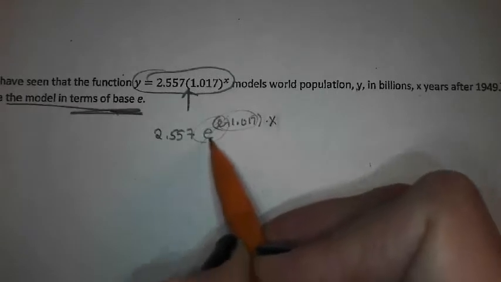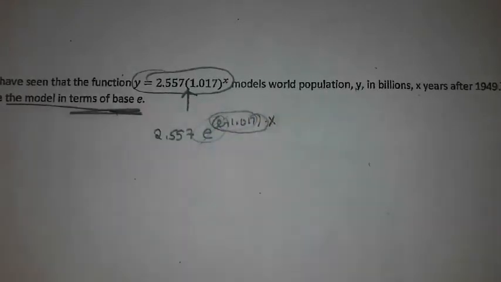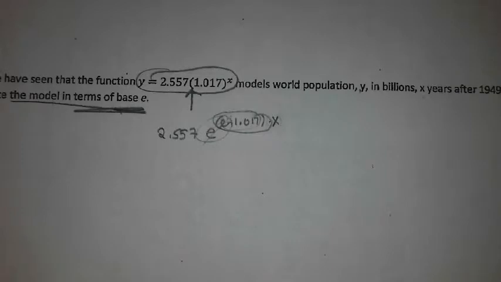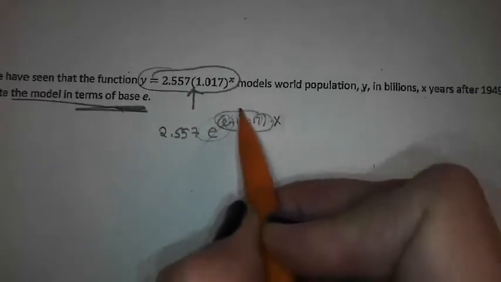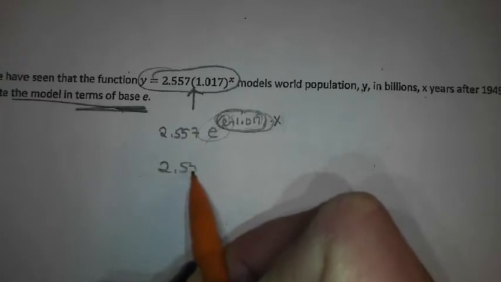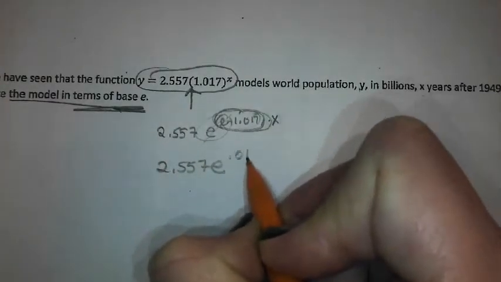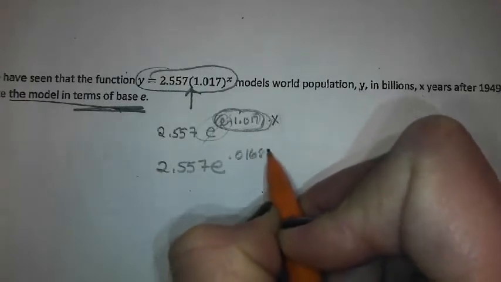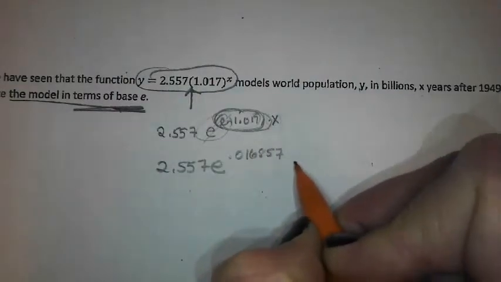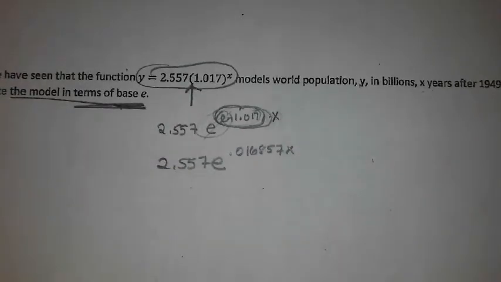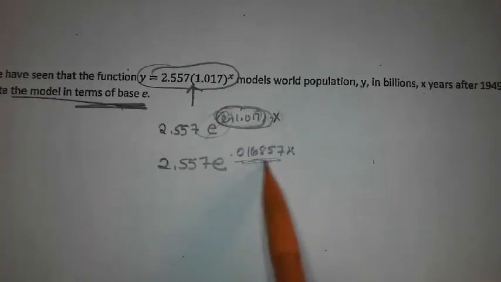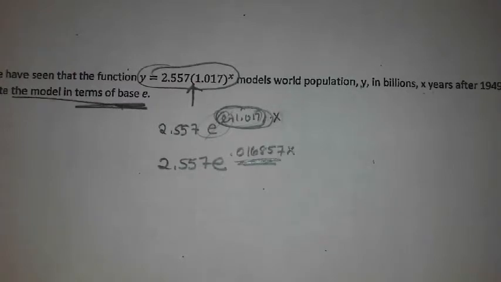And then when you figure out the natural log of 1.017, you're going to actually calculate this on your calculator. So it's 2.557 e to the 0.016857-ish x. So the k value is close to 1.7%. It's 1.6857. Did you guys ever think that last year?